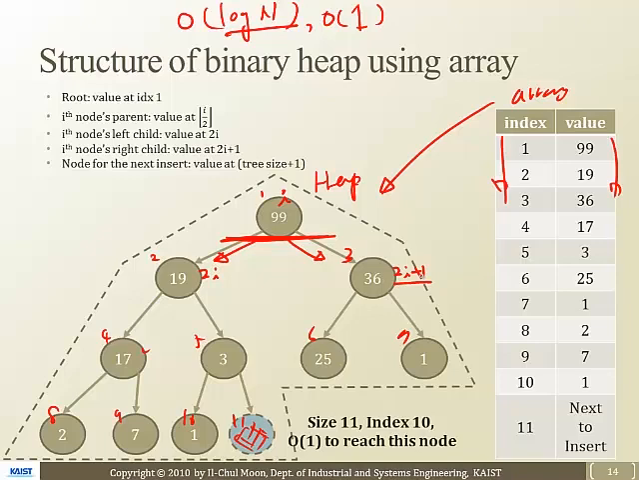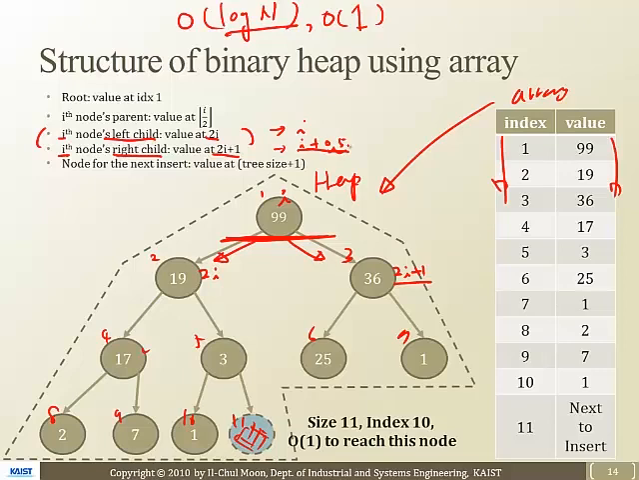So if we write down this characteristic, we have the ith node's left child is 2i and the ith node's right child is 2i plus 1. And by utilizing these two properties to find a parent, what we can do is just divide by 2. If we divide by 2, it's going to be 2i over 2, which is i plus 0.5, right? And this 0.5 doesn't make any sense in terms of the index.